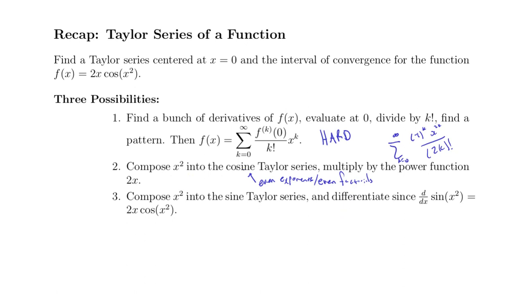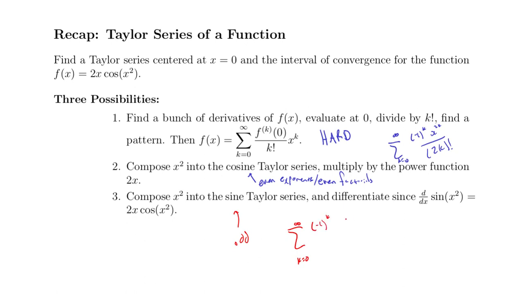And then you could compose x squared inside of this thing using our properties of power series, and then you could multiply by this power function 2x. That works. That'll do it for you. Similarly, you could take the sine Taylor series, the one that has the odd exponents in factorials.